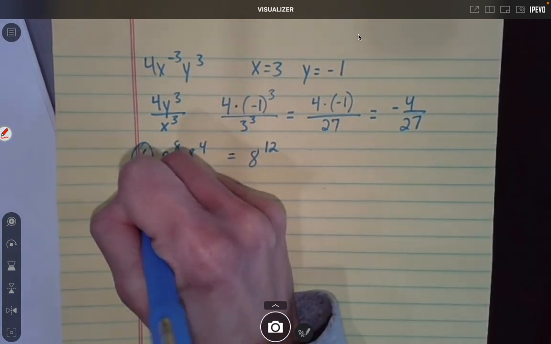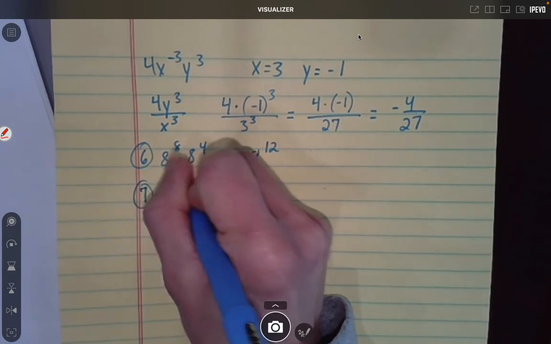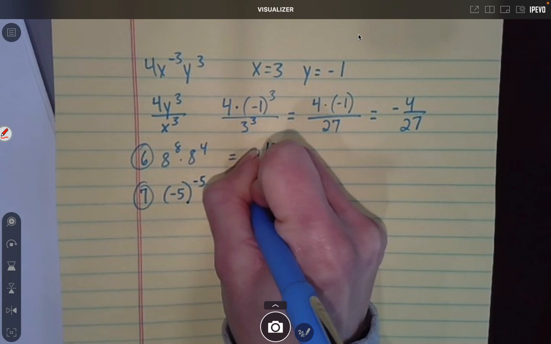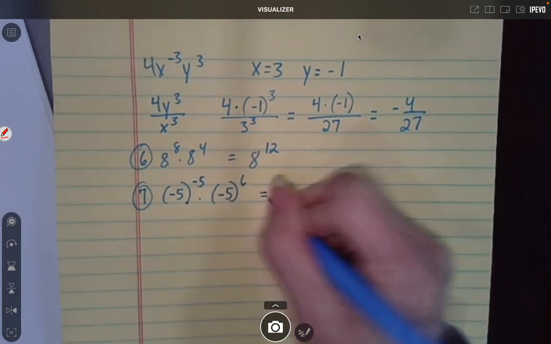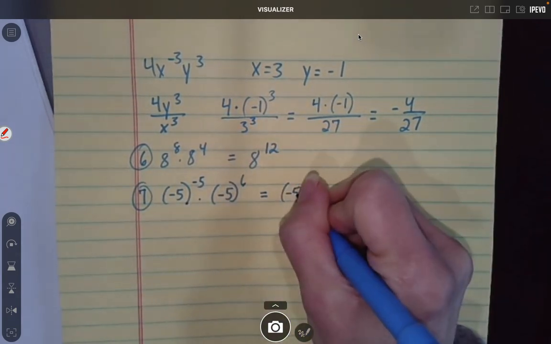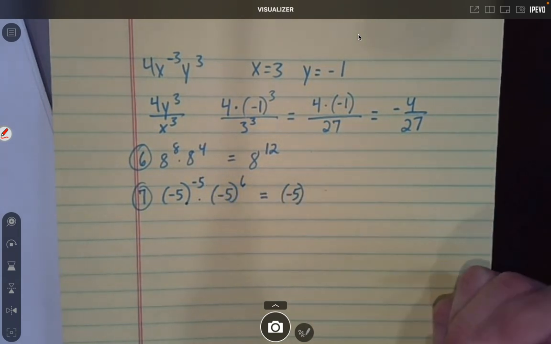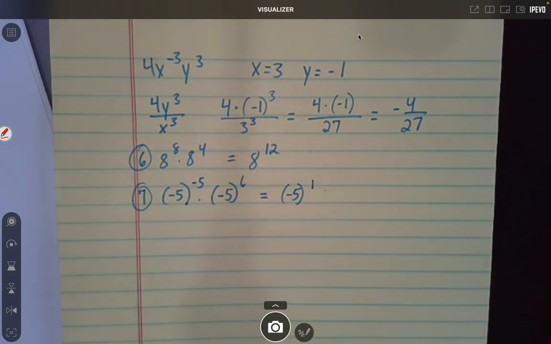Number 7 is the same thing. It has negative 5 to the negative 5 and negative 5 to the 6th. So what's my base number? Negative 5. And then what's negative 5 plus 6? 1. Negative 5 to the 1. Which in this case, I don't see one that's written like that. What's your answer on that? It's A. It's just negative 5. Are we good with that? Yeah?